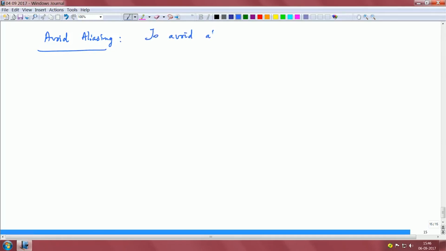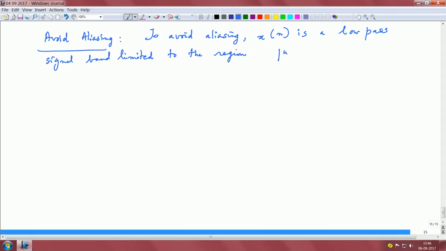To avoid aliasing, x[n] is a low pass signal band limited to the region modulus of omega less than pi upon M. When you downsample by M, you stretch the frequency axis by M. So therefore it has to be band limited to the region where the absolute frequency is less than pi upon M, otherwise the spectrum overlaps and it causes aliasing error.